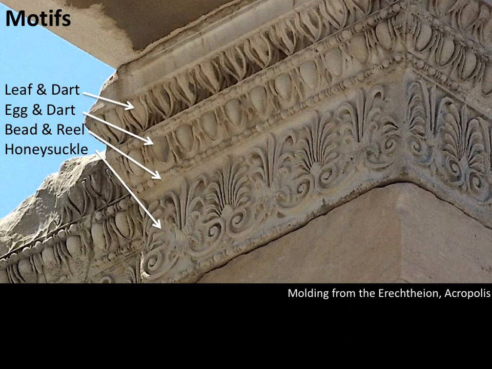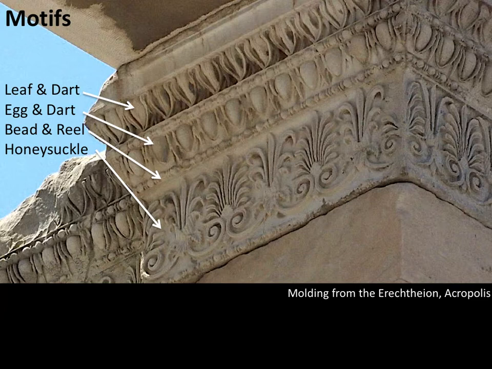Here's another example. Up at the top, you have a leaf and dart, which is obviously a variation of the egg and dart. And then it looks like a bead and reel underneath it. Then a row of egg and dart, another row of the bead and reel that separates it all. And then you have that stylized natural form, very much like what the ancient Egyptians were using. This one is a stylized honeysuckle.